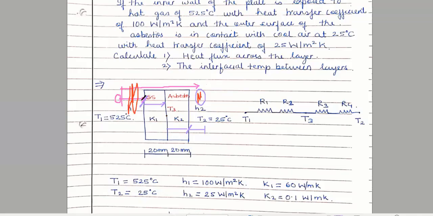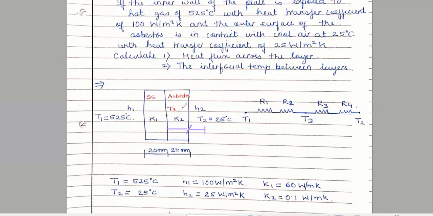Okay, so in total there are 4 resistances. How? This is the resistance of the air, another is the resistance of this solid surface, the third is the resistance of this solid surface, and the fourth is the resistance of this air. So in all, how many resistances are there? Total there are 4 resistances, right?